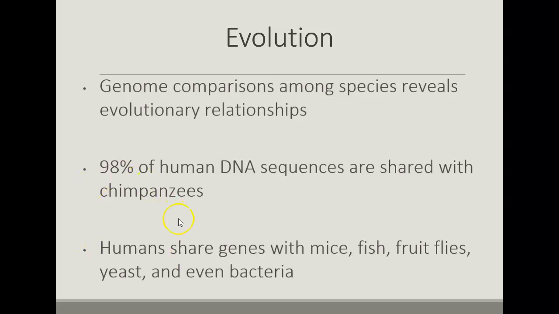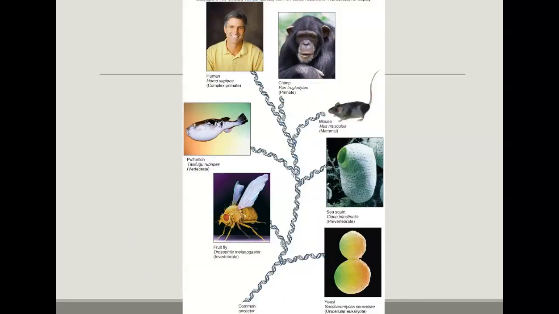We share genes with lots of things. It's not just chimpanzees. There are genes that are identical in humans and mice, humans and fish, fruit flies, yeast, even bacteria. We have some of the same cells. There's an awful lot of relationship between these living things.